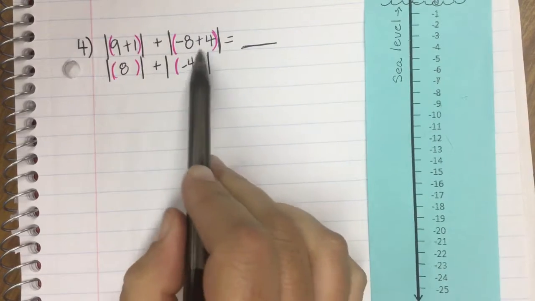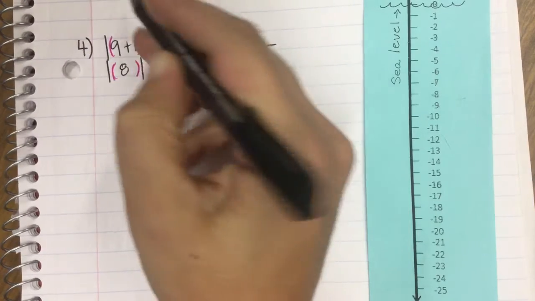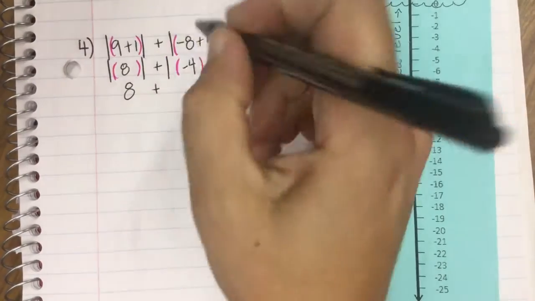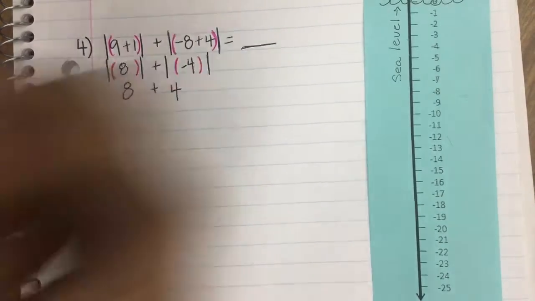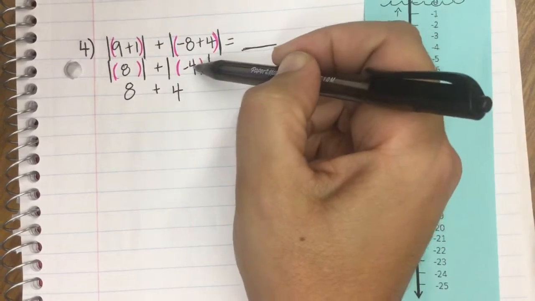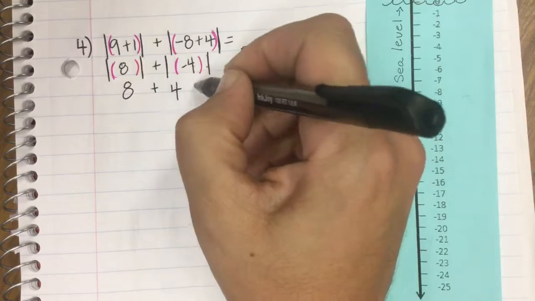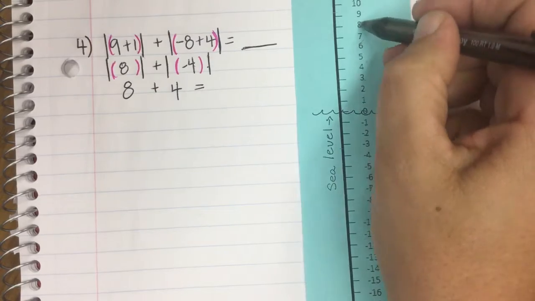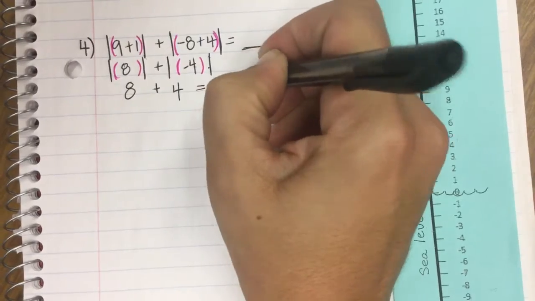So now I've got these 2 numbers still within those absolute value lines, still talking about road trips. So I'm going to calculate the distance. If I go from 0 to 8, I've traveled 8 steps. If I've traveled from 0 to -4, I've traveled 4 steps. Once I make that conversion from where I am to the number of steps, I can get rid of those lines. Now I've got 8 plus 4. You can use your number line if you need to. Go up to 8, and then add 4 more, and you're on 12. 8 plus 4 is 12.